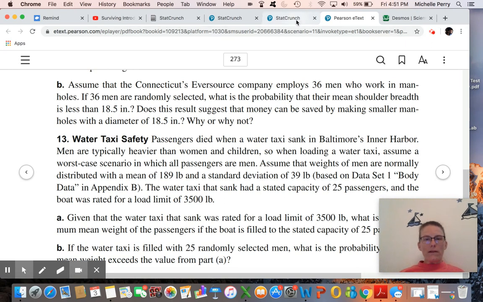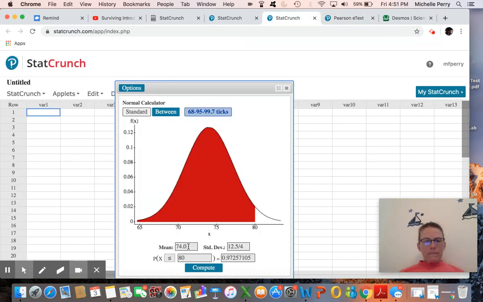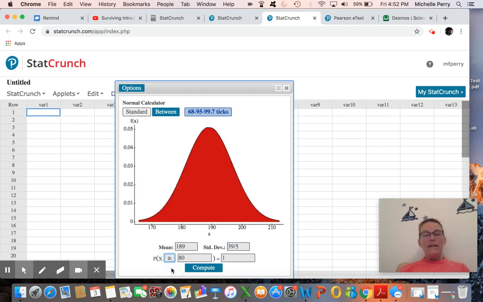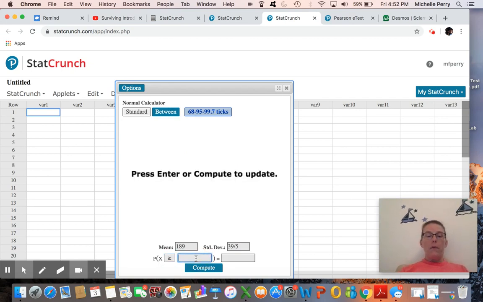Here we go. StatCrunch helps us out. So let's insert our mean of 189. Let's insert that adjusted standard deviation value and show it as 39 divided by 5. And we want to know what's the probability that it exceeds. Then that implies greater than or equal to our value from part A, which was 140. And we'll compute.